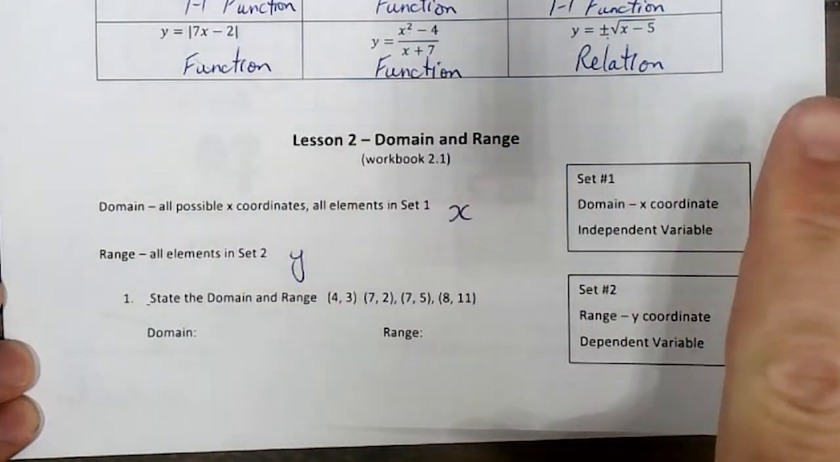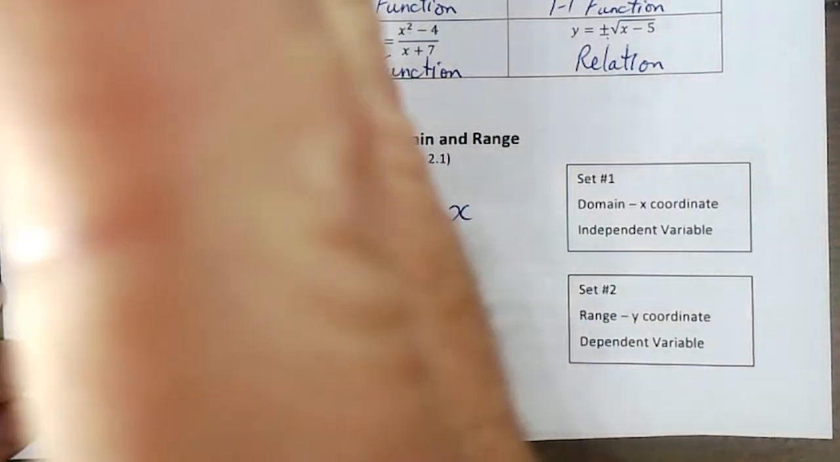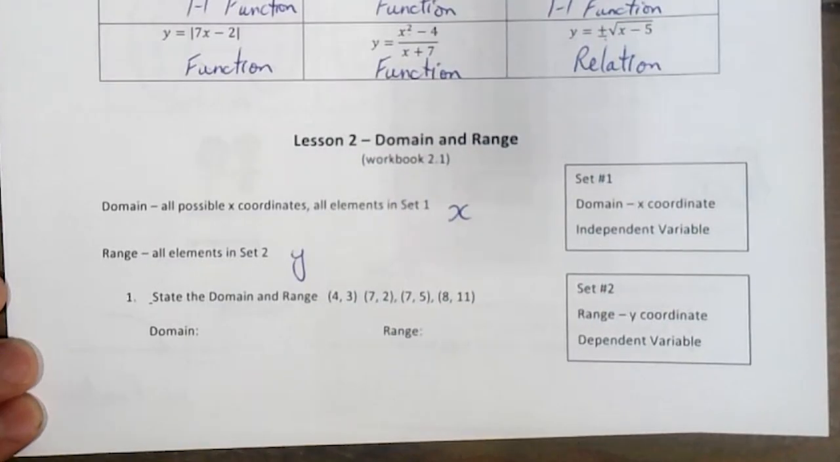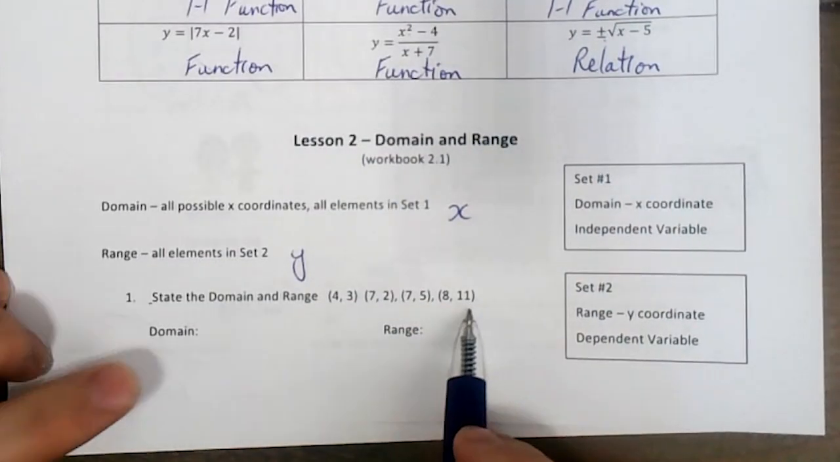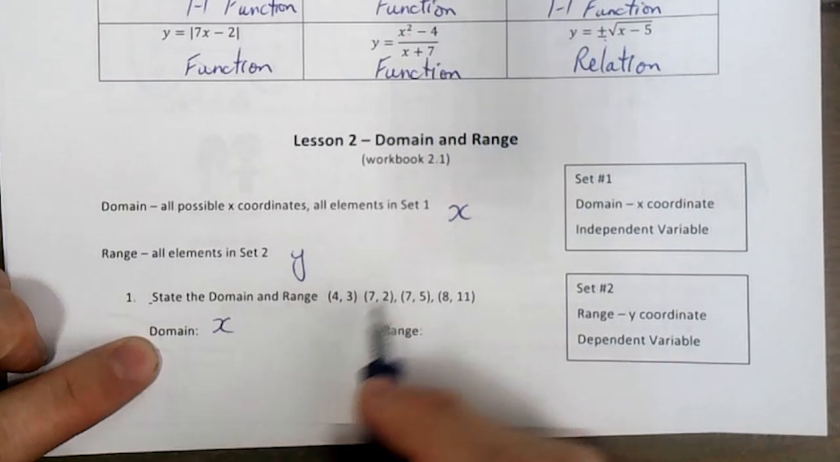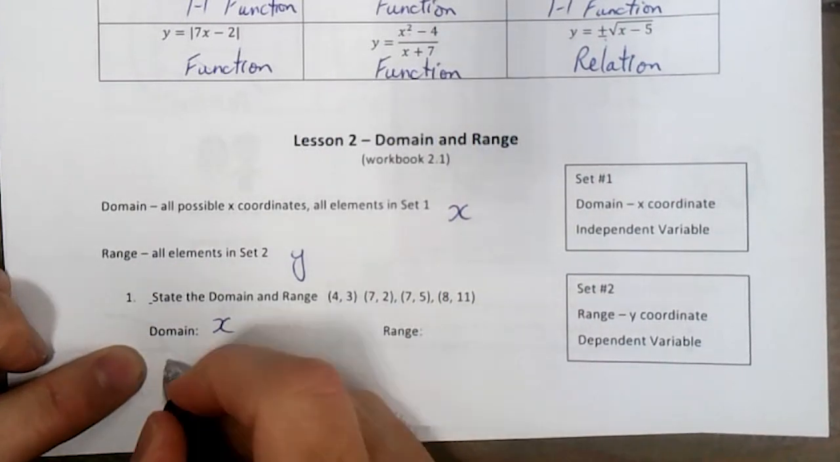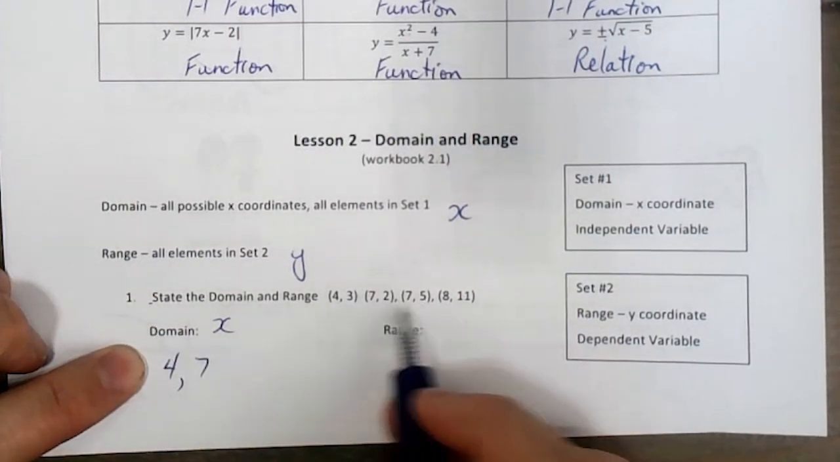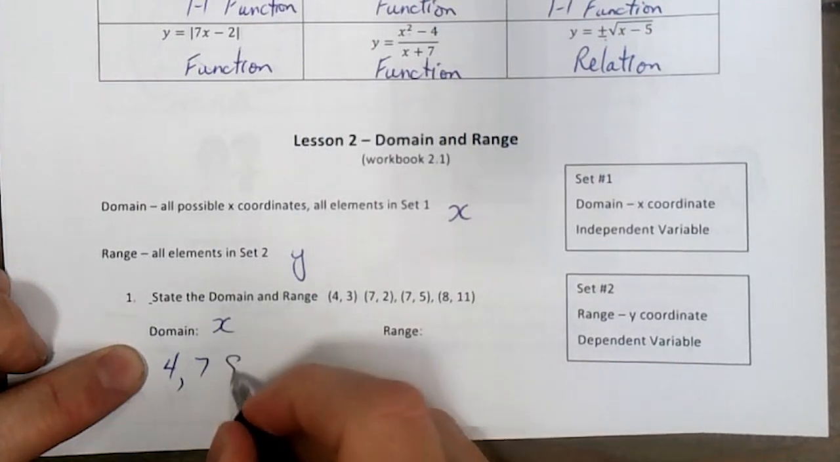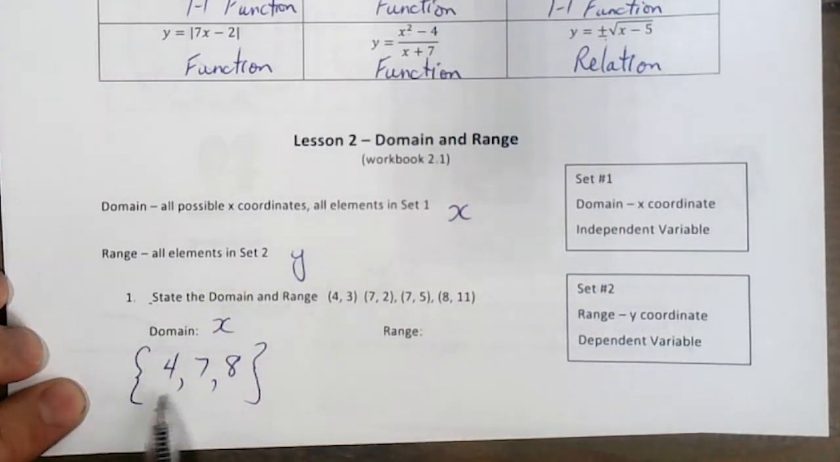Domain is across the horizontal. Range is the vertical, going up in the sky. So if we have all these points, the domain is the x coordinates. So that's 4, 7. I don't need to repeat the 7 and 8. Always put them smallest to biggest.